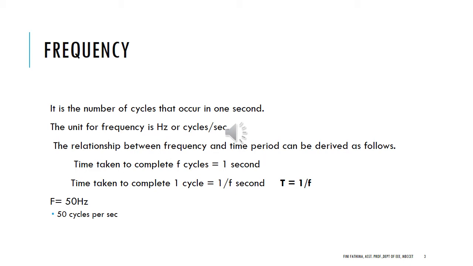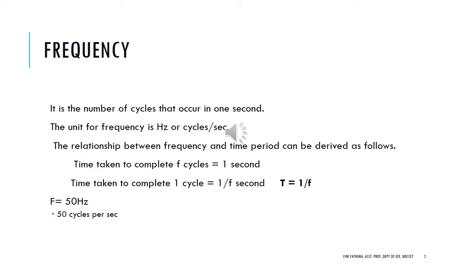So the frequency and time period are related. What is the time period? Time period is the time taken for a cycle. And frequency is the number of cycles per second, or in 1 second. So if the frequency is f, then in 1 second how many cycles will be there? 1 by f cycles will be there. So we can say T is equal to 1 by f.